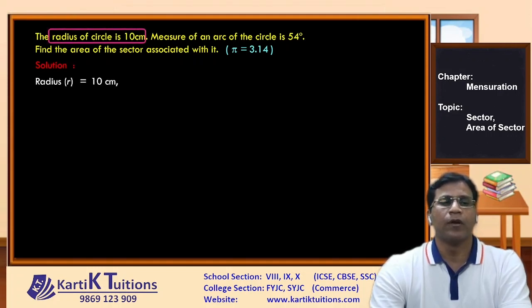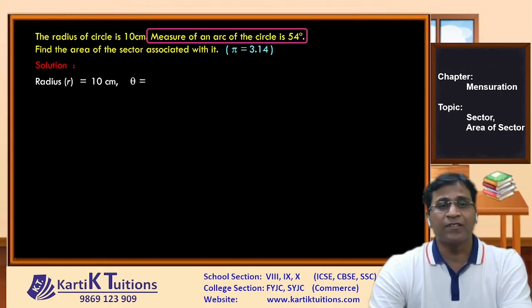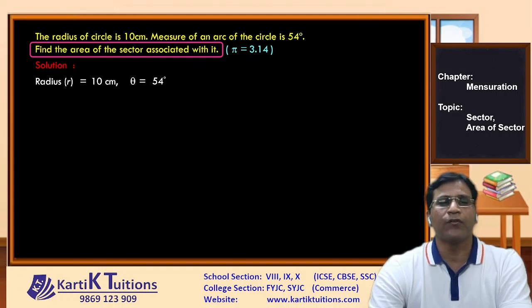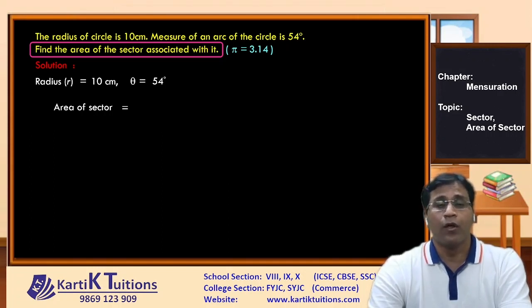So write it down. Then, measure of an arc of a circle is 54 degrees. When they say measure of an arc, that means they are talking about the central angle theta, that is 54 degree, and they ask us to find the area of sector associated with it. But see, the value of pi is also given, 3.14. If the pi value is given as 3.14, in the calculation you will consider the same value. Otherwise you can take either value, 22 upon 7 or 3.14. But if it is mentioned in a sum, you have to always consider the same value for the calculation.